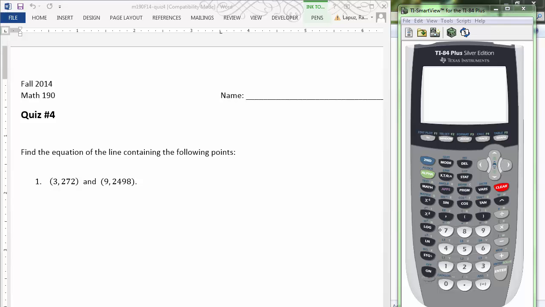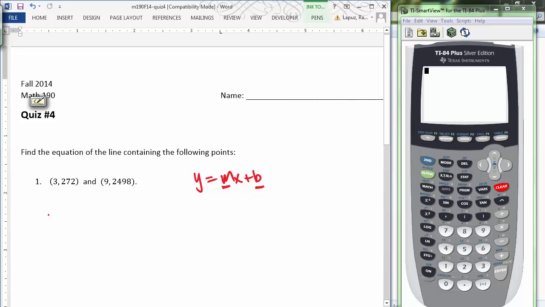Here are the solutions for this quiz. It says to find the equation of the line containing the following points. The first one, we have (3, 272) and (9, 2498). So our equation should look like this: y equals mx plus b, and then we need to find m and we need to find b.